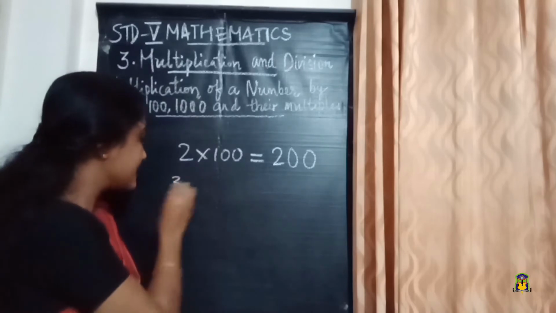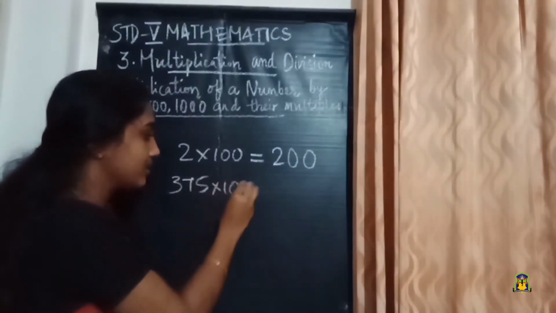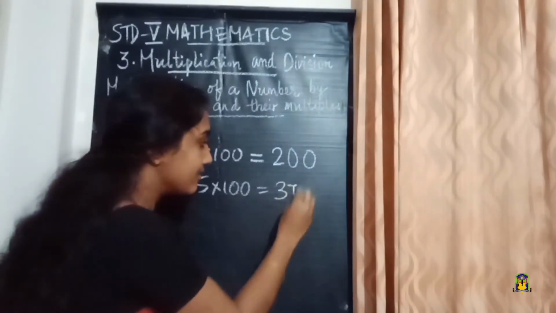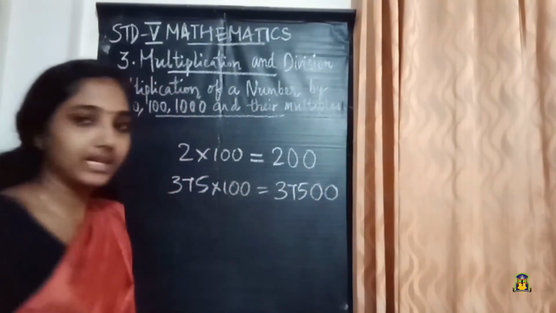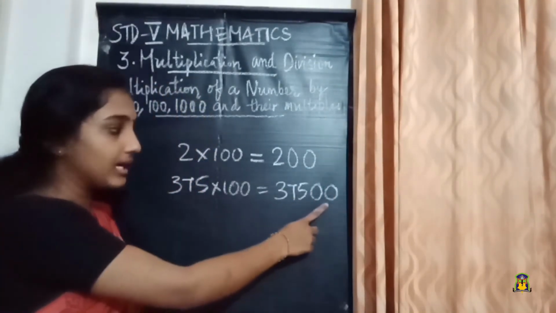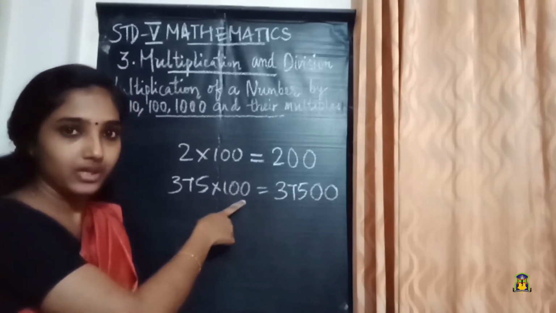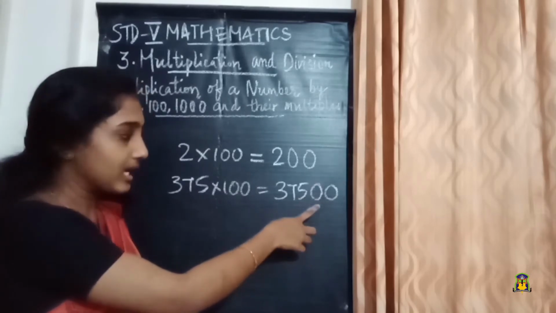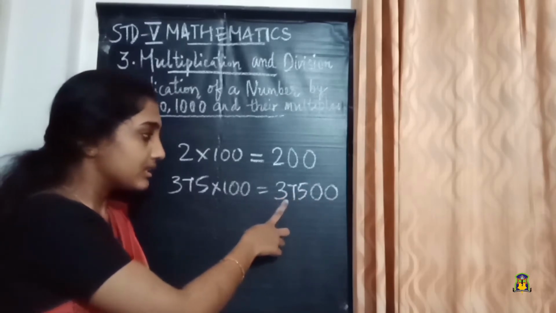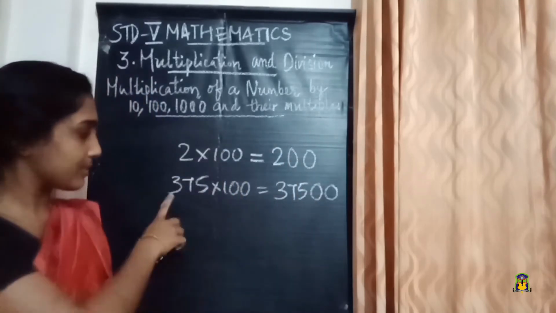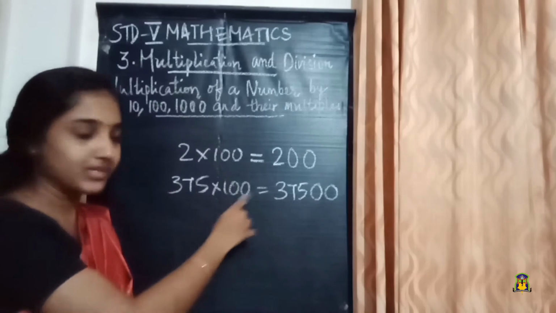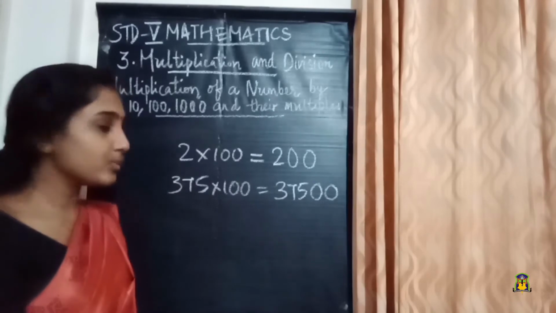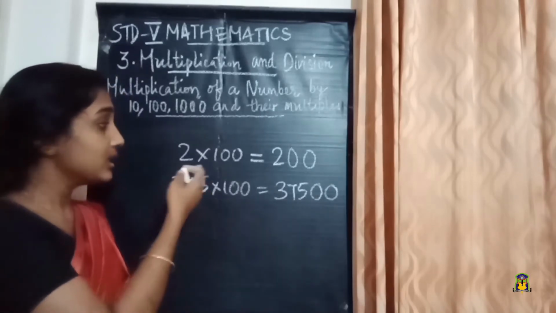Okay. Looking at another example, 375 into 100. 375 into 100 gives, the answer will be 375 with 2 zeros on its right end. To the right end, we have to add 2 zeros. For 100, there are 2 zeros. Okay, so these 2 zeros should be there in the answer. So the answer becomes 37,500. Okay, so on multiplying 375 into 100, the answer becomes 37,500.